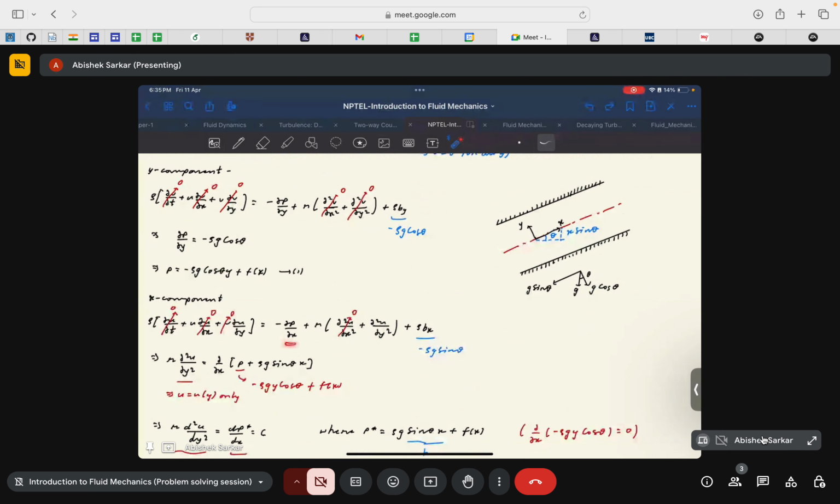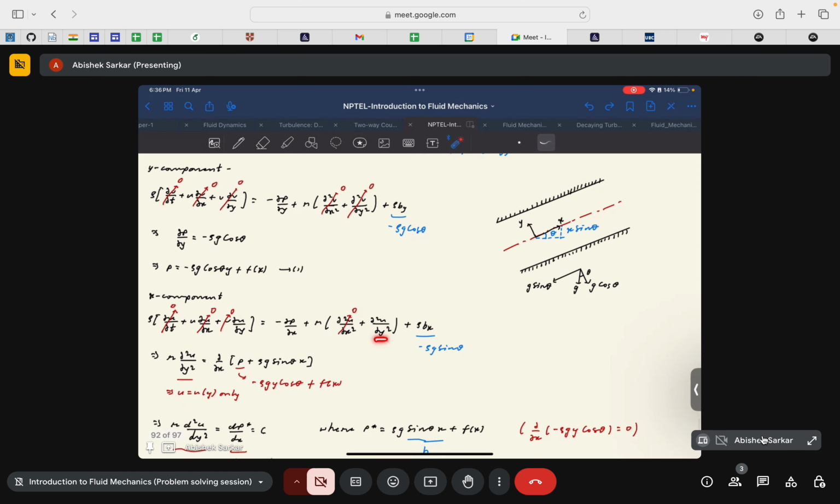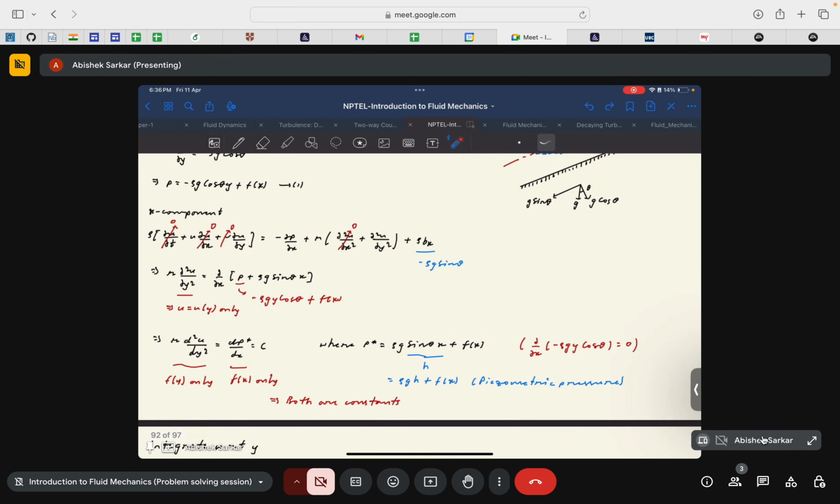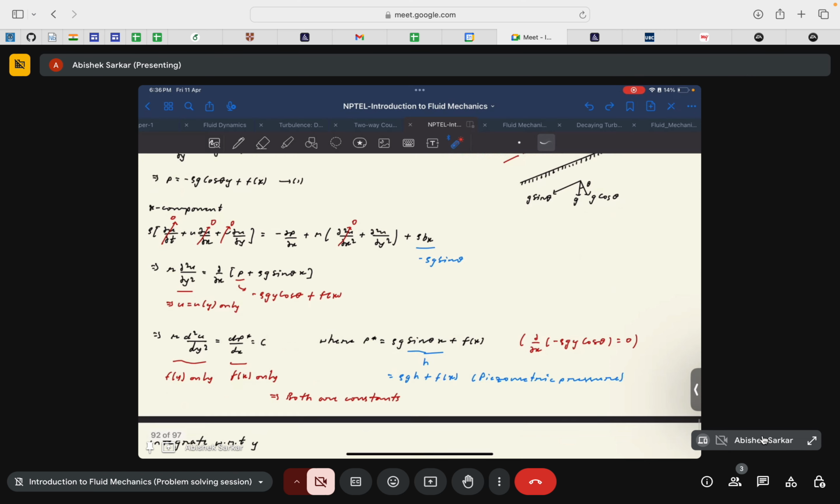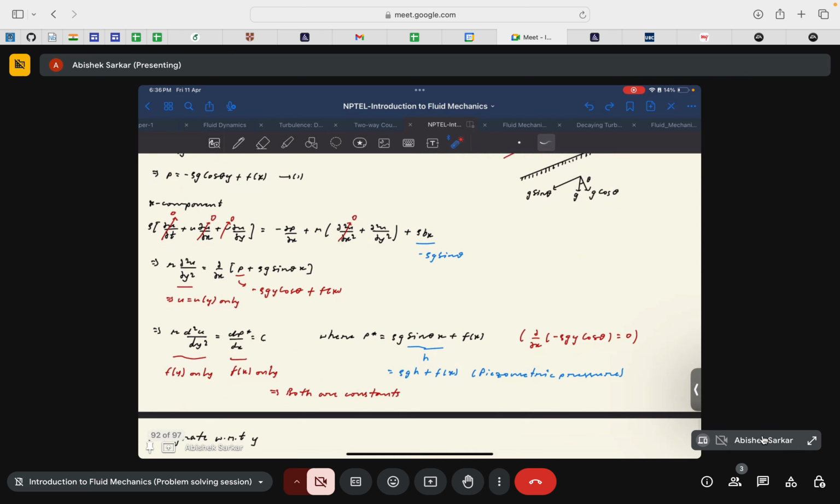Then dou p by dou x we do not know anything about it, so we will leave it as such. Then again dou square u by dou x square will be equal to 0. Why? Because if dou u by dou x is equal to 0, then dou by dou x of dou u by dou x will be equal to 0. So this term is again 0. This will be left as such because we do not know anything about it. It has to be non-zero. Then from the x component of the equation we have mu dou square u by dou y square is equal to dou by dou x of p plus rho g sin theta x, okay.